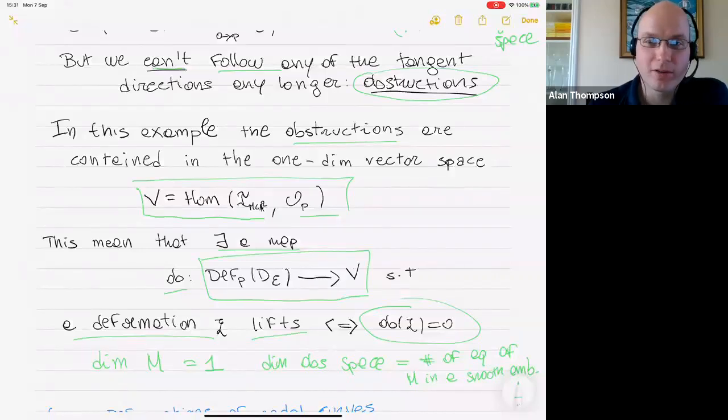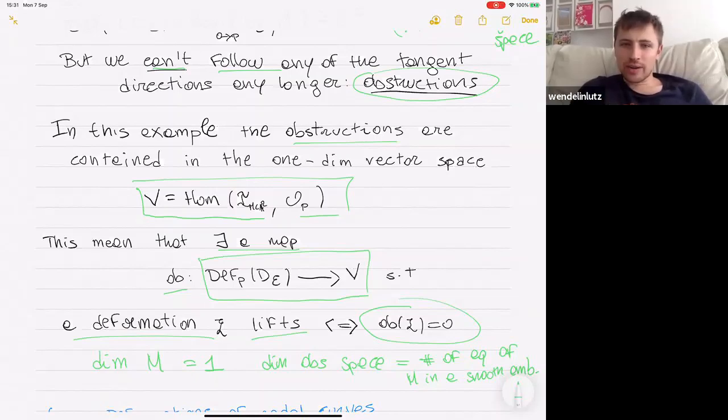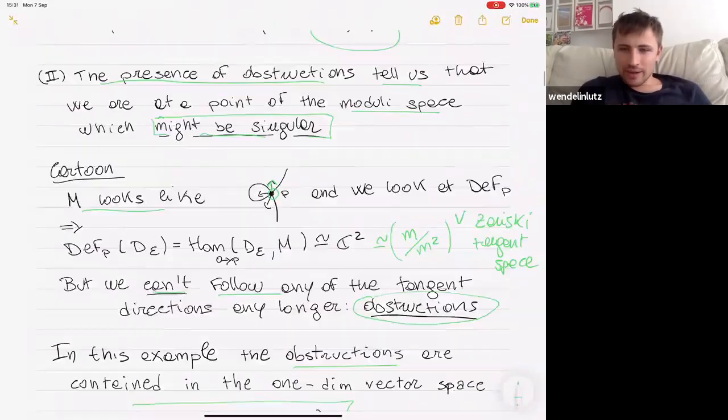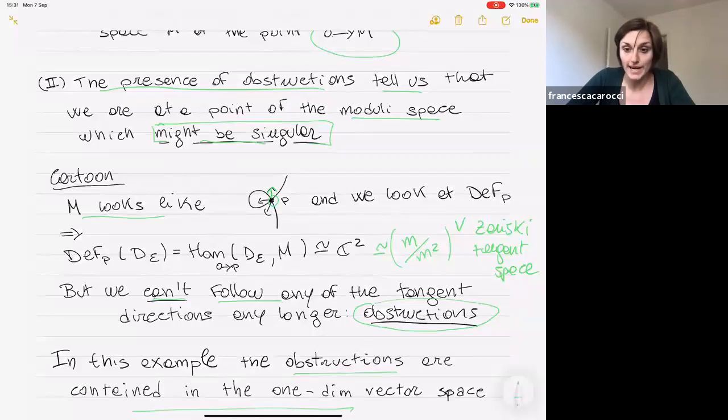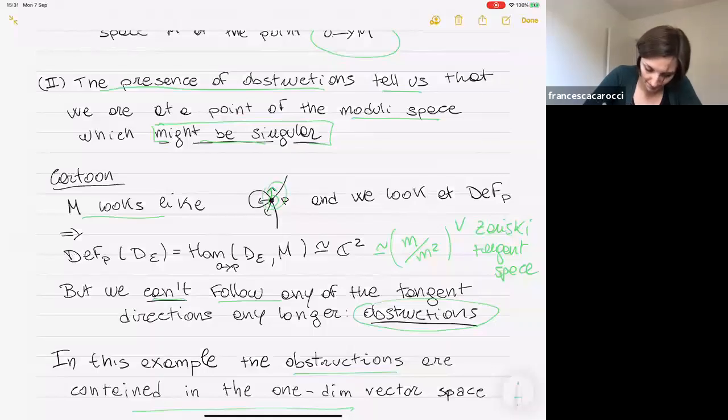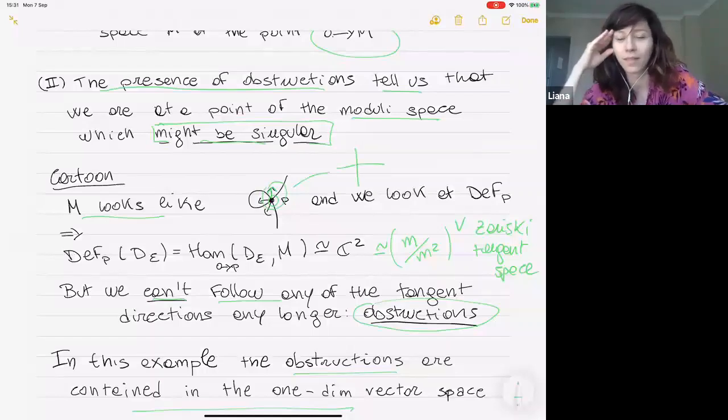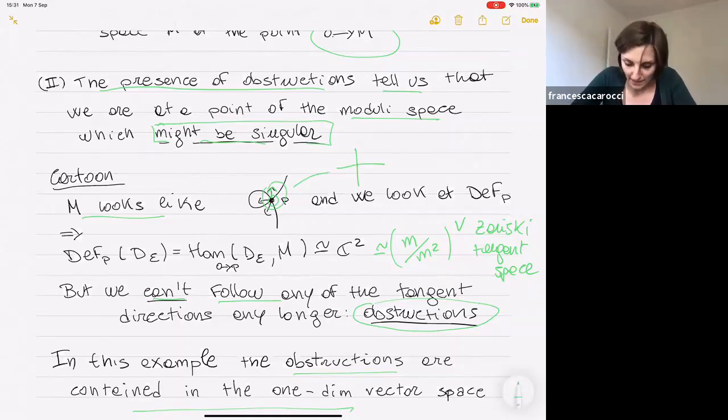Well, anyone who doesn't mind appearing on the video can ask questions. Sorry, yes. Why can't we follow any of the tangent directions any longer from the picture? Because here the tangent space is all of C squared. Yes, it's C2. But the moduli space is on a curve. So if we look at one direction, let me zoom in here. Around that point, the curve looks like this, but we have a tangent direction going this way. But this is an algebraic fact. This is the equation of the moduli space.